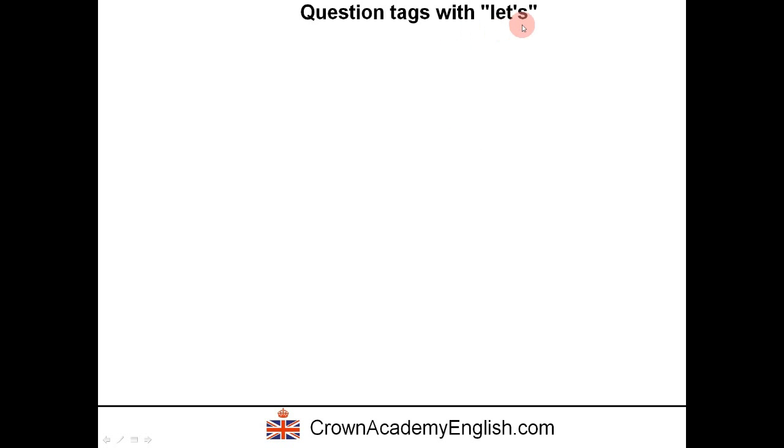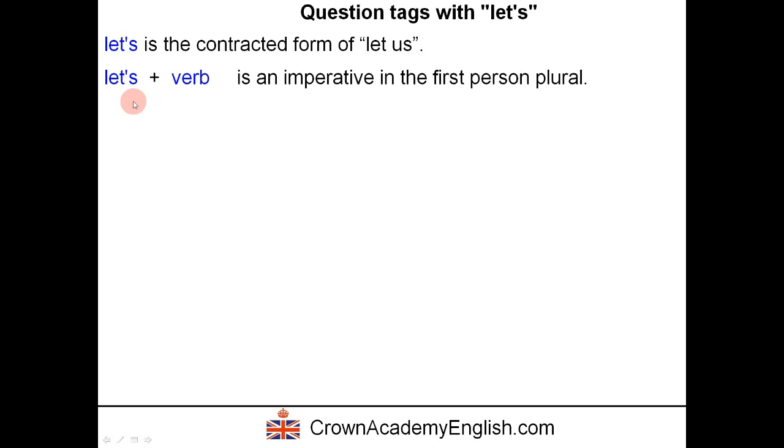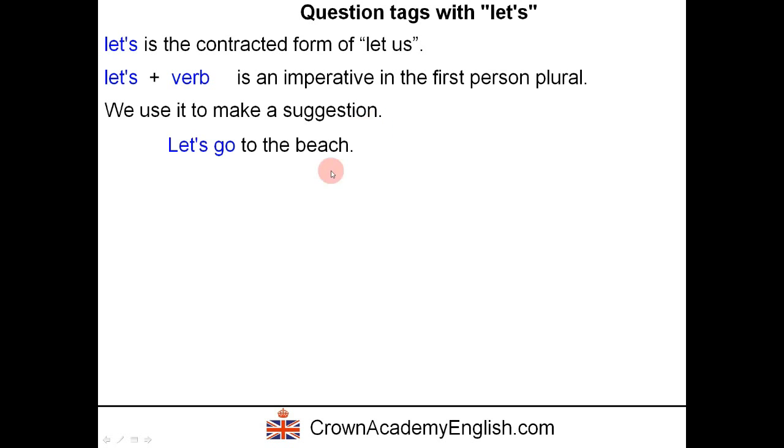Question tags with let's. Let's, with an apostrophe s, is the contracted form of let us. So let's followed by a verb in the base form is an imperative in the first person plural, and we use it to make a suggestion. Let's go to the beach. Okay, so this is the imperative in blue. Let's go to the beach.